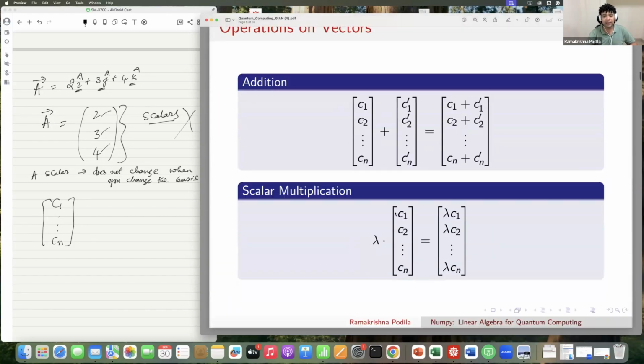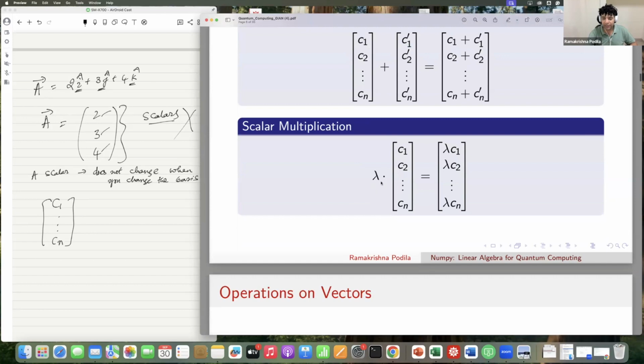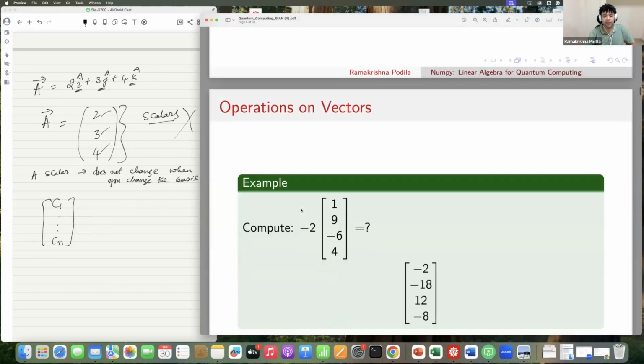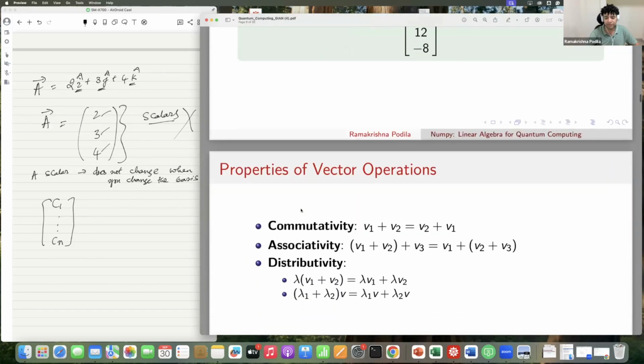Straightforward there. And then if you multiply with lambda, this lambda is a scalar, because it is not related to the basis. It's a single element; although it's a number, it won't change if you change the coordinate system. So when you multiply with the scalar, you multiply each and every component with that scalar. I have some simple examples here which you can check out.